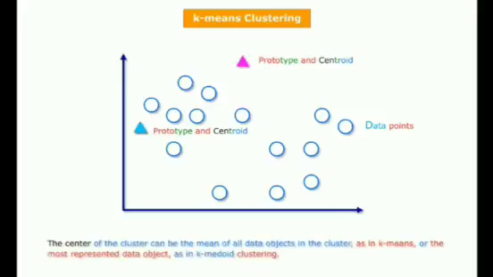The center of the cluster can be the mean of all data objects in the cluster, as in k-means, or the most represented data object, as in k-medoid clustering. The cluster centroid or mean data object does not have to be a real data point in the data set and can be an imaginary data point that represents the characteristics of all the data points within the cluster.